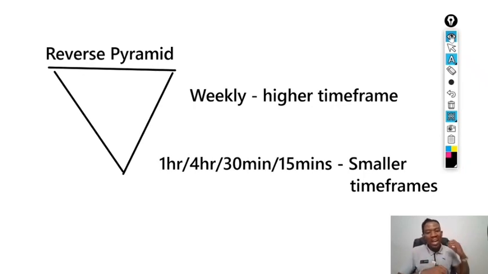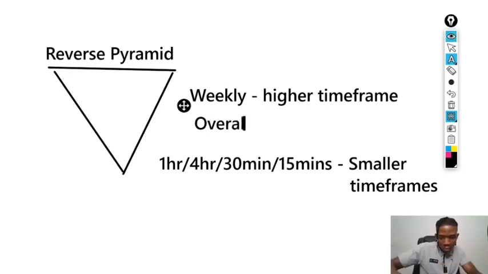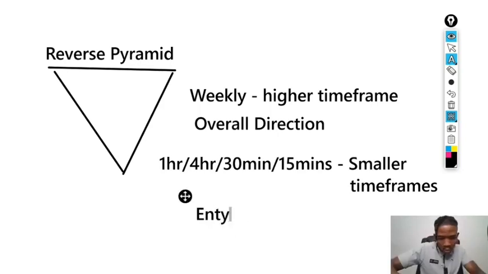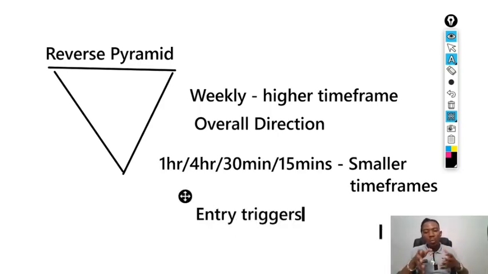Yeah, so we're going to be using higher time frames, for example weekly and monthly. We're going to use higher time frames because they help us understand the overall direction. And when we use smaller time frames, we want to make sure that we use them to help us understand our entry triggers. By entry triggers, guys, what I mean is whenever you trade, you don't enter a trade unless you have a confirmation. All our trades will come from confirmations.